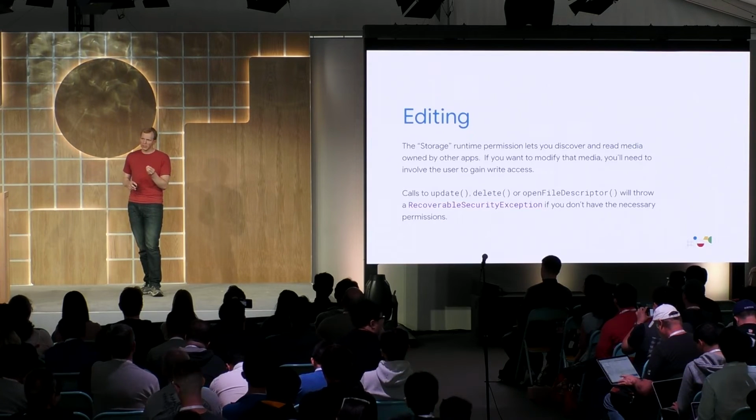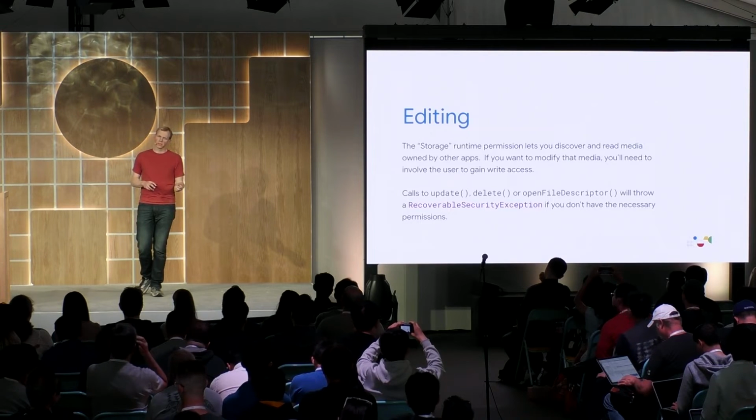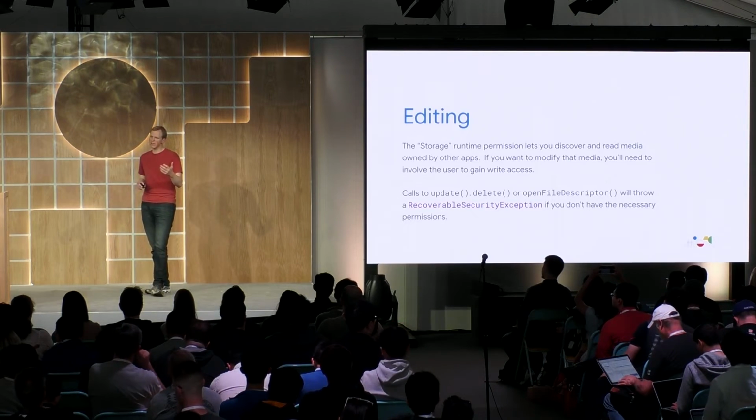If you'd like to be able to modify or write those items, you'll need to involve the user. And we're doing this, any of the operations on Content Resolver that work with modifying files, whether it's update, delete, or opening a file descriptor for the write mode, all of those, they will check internally if you have the right permission to that item. If you don't have the permission, it'll throw back a new type of exception, a recoverable security exception. We'll dig into a moment an example of what this looks like.